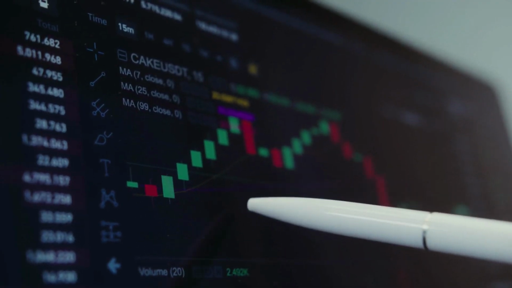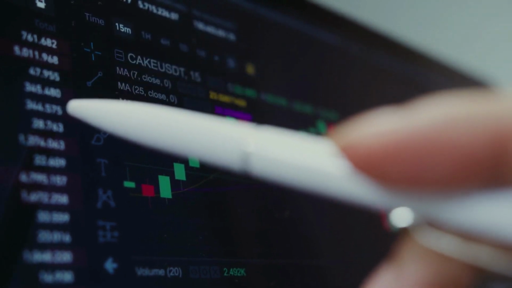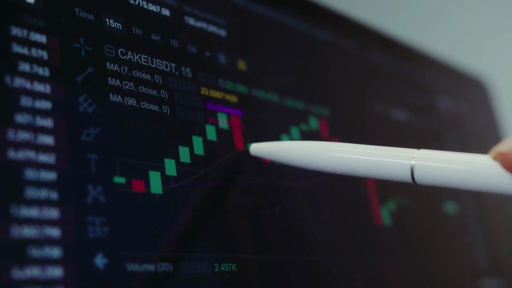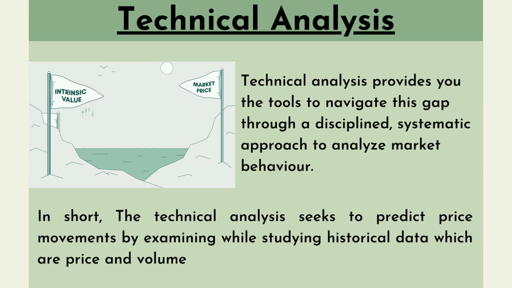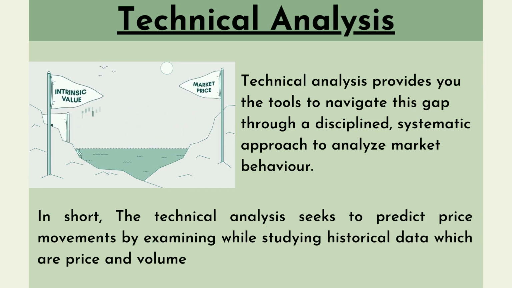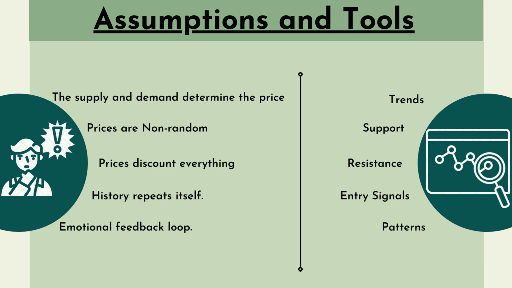So what do you think what is happening here in this video? As it seems someone is trying to study the charts, and in layman terms this is what technical analysis is. Technical analysis helps traders and investors navigate the gap between intrinsic value and market value through a disciplined, systematic approach to analyze market behavior. In short, it seeks to predict price movements by examining charts while studying historical data, which are price and volume. Now, there are some basic assumptions we need to consider before dealing with technical analysis.